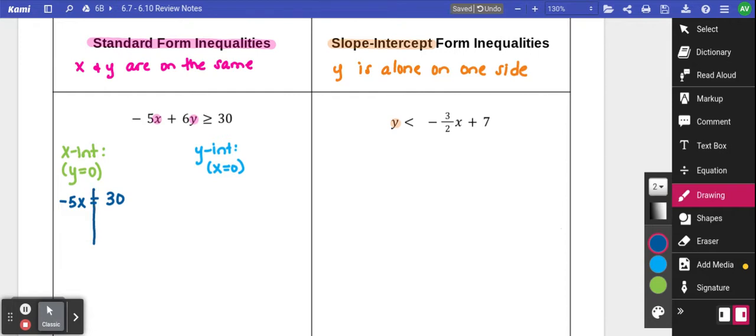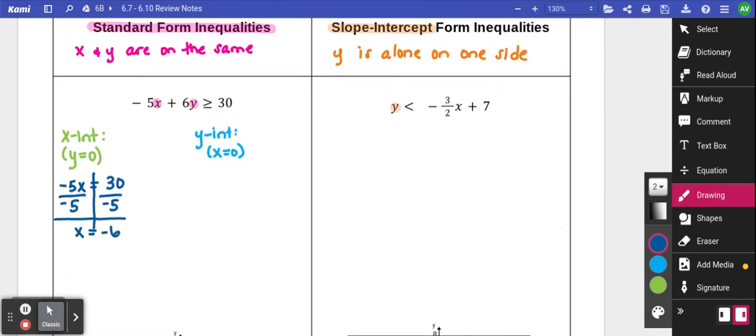When we solve this, we're going to do that by dividing by negative 5 on both sides. When we divide, we get negative 6 for x. So our point on the graph, which we're going to add to the graph in a minute, is (-6, 0). That's one of the 2 points we're going to use to make this graph.